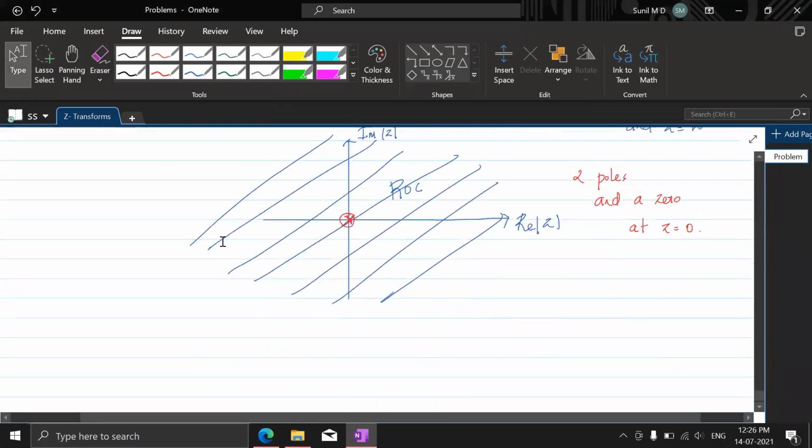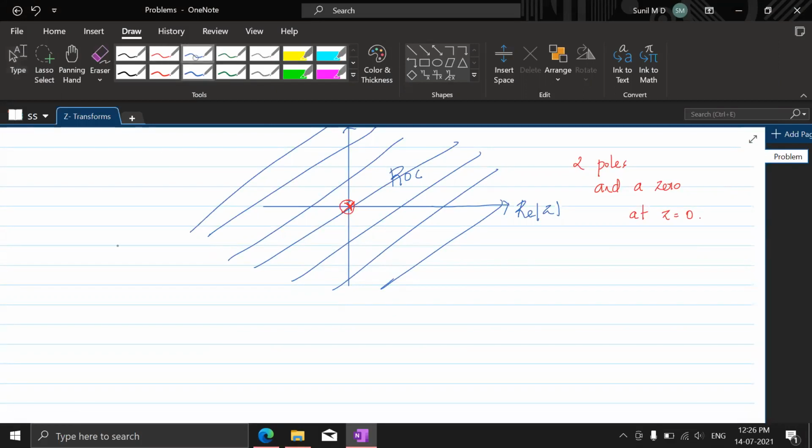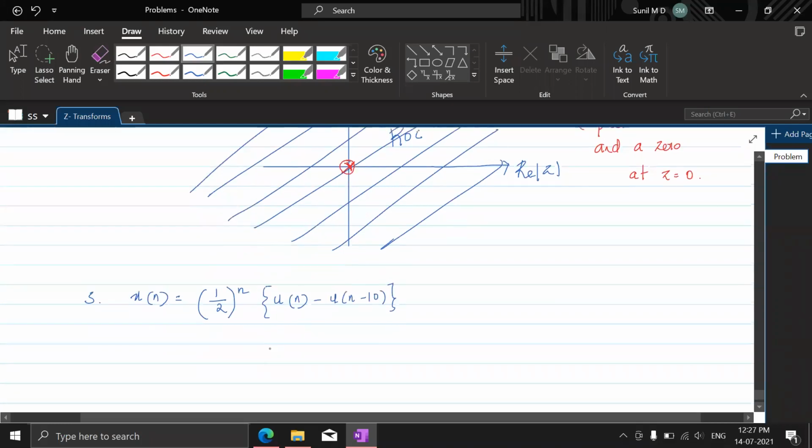Fine. Now let's move on with another problem, the third one. Let me give you that here. The third problem that we are seeing is x of n equal to half power n times u of n minus u of n minus 10. So this again is a finite sequence. Can you tell me what is the range of the sequence? Anybody?